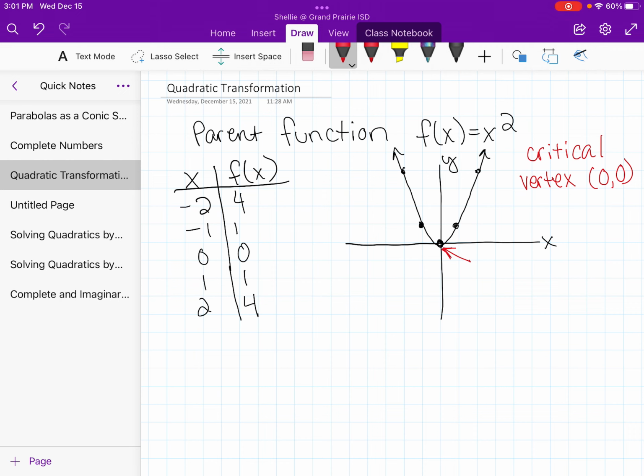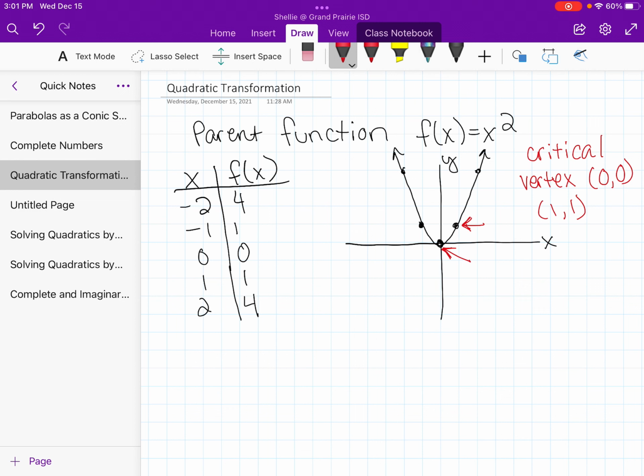The other point you're going to look for happens to be right here. This point is the point 1, 1. Notice that the next point that I can actually see, the next pretty point, is 1 to the right and 1 up. That's really interesting. These are critical points. They're points that we look for in every parabola. We look for the vertex, and we look at what happens 1 to the right and 1 up from the vertex.